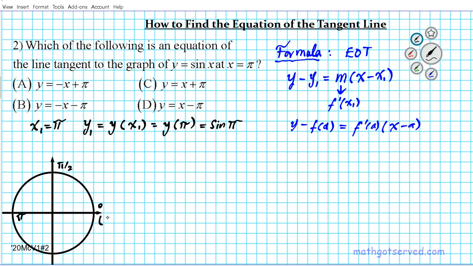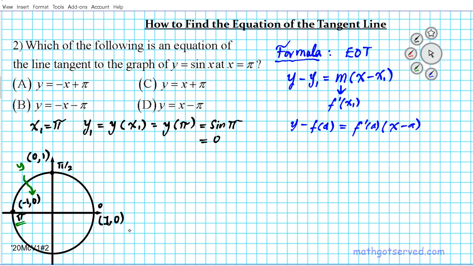So we need the coordinates. This is a unit circle, so the radius is 1. This is (1, 0). Over here is (0, 1). And over here we have (negative 1, 0). Remember, y is sine and x is the cosine. So in this coordinate point right here, the y coordinate is the sine and the cosine is the x coordinate. So this value right here, the y value, is what sine of pi is. From the unit circle, we can clearly see that sine of pi is equal to 0.